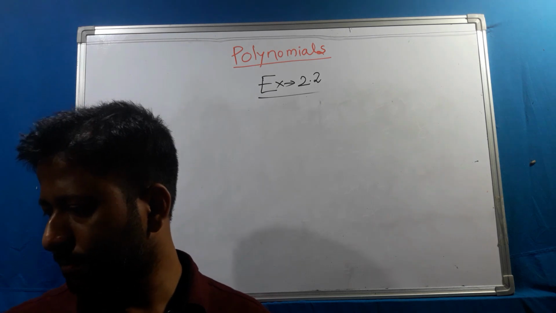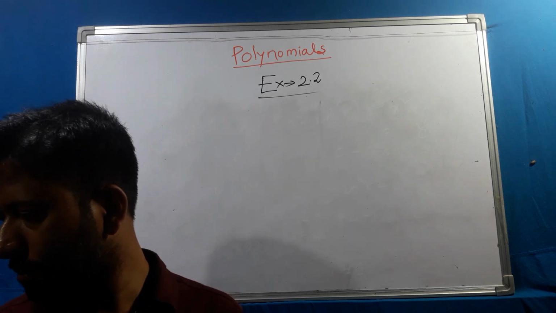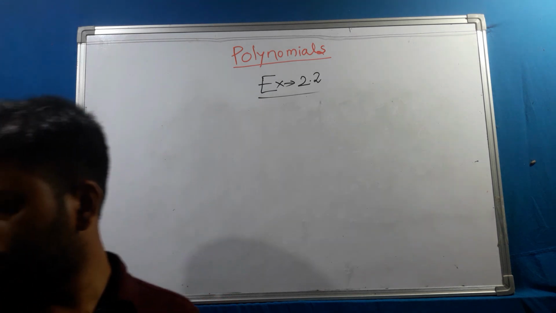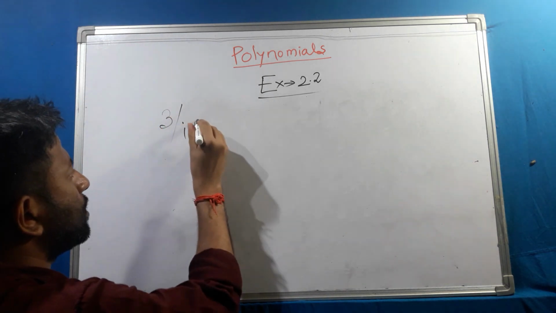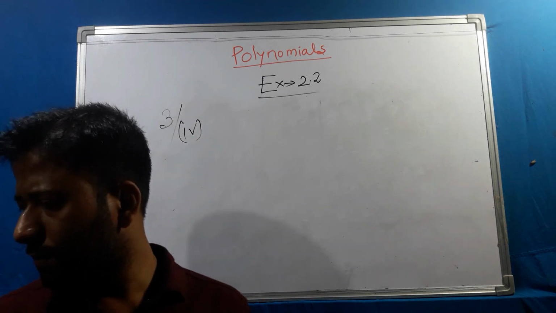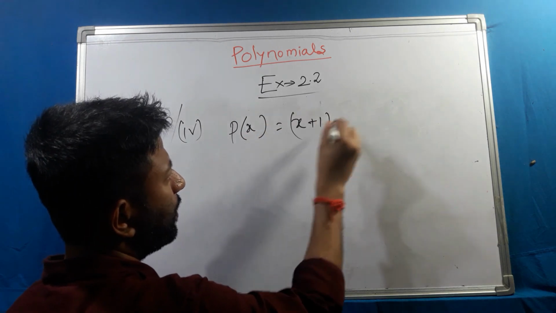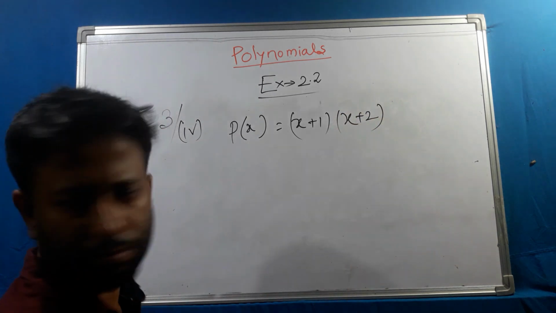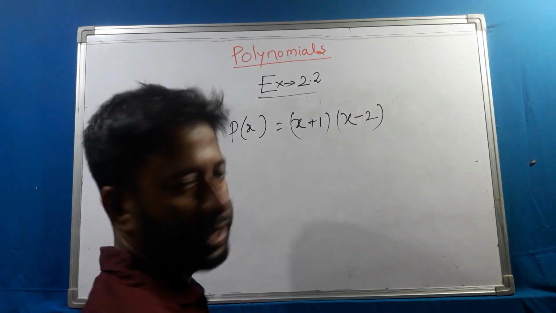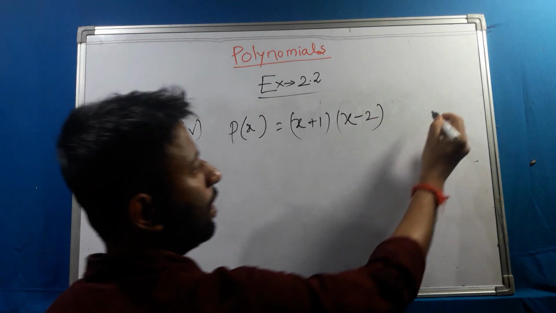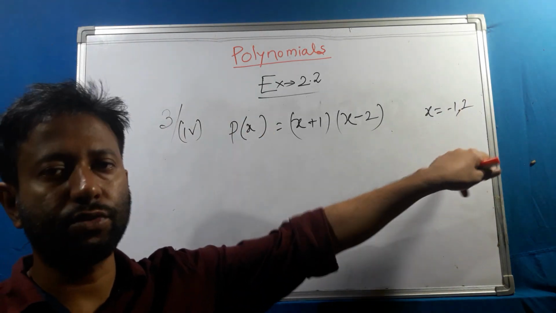So I'm taking some tricky problem. First I'm taking a simple example, question number 4. The question is given p(x) is equal to x plus 1 times x minus 2, sorry, x minus 2, and they have given two values, x equal to minus 1 and 2. For these two values, I have to check whether these are the roots or not.